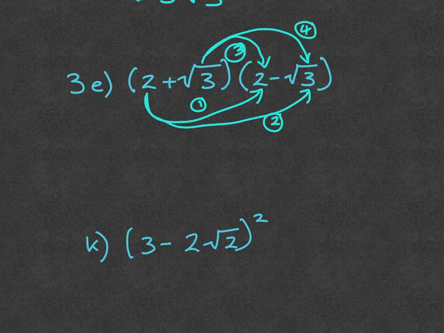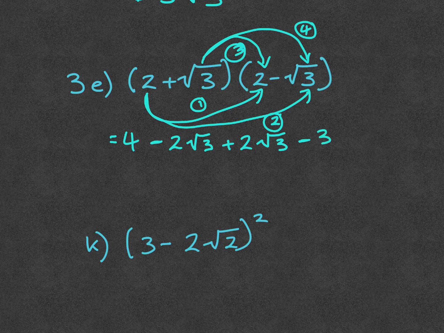Okay, so step 1 is going to be 2 multiplied by 2, which equals 4. Then what we're going to have is 2 multiplied by negative root 3. So we have negative 2 root 3. Then we've got positive root 3 multiplied by 2. So we've got plus 2 root 3. Then we've got root 3 multiplied by negative root 3. Okay, so what we're going to end up with there is negative. Now root 3 times root 3 is just going to be 3.